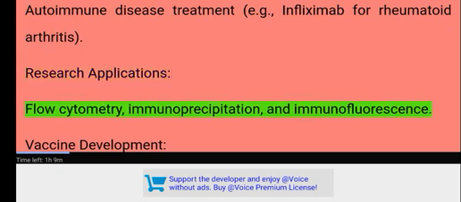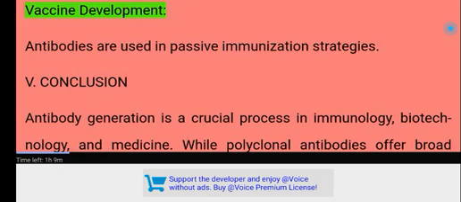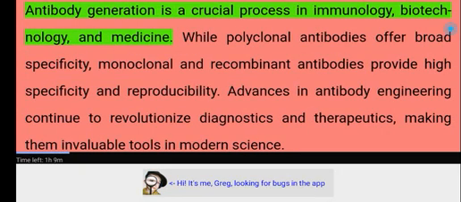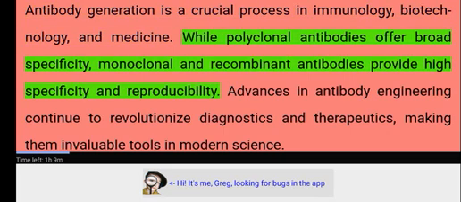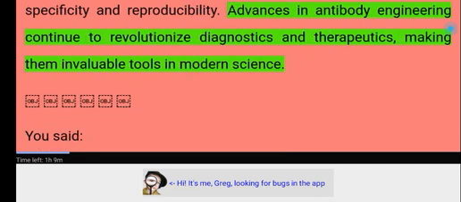Research applications. Flow cytometry, immunoprecipitation, and immunofluorescence. Vaccine development. Antibodies are used in passive immunization strategies. The conclusion. Antibody generation is a crucial process in immunology, biotechnology, and medicine. While polyclonal antibodies offer broad specificity, monoclonal and recombinant antibodies provide high specificity and reproducibility. Advances in antibody engineering continue to revolutionize diagnostics and therapeutics, making them invaluable tools in modern science.